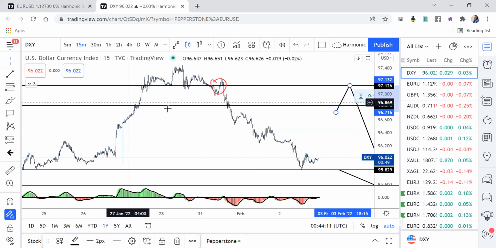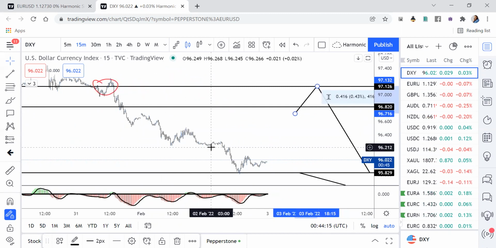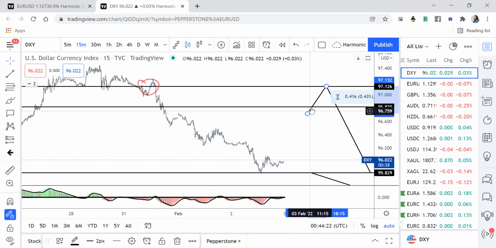So what I'm telling you is that in this case, with the DXY, I will be looking for a sell here at 15-minute structure. So I will let price come up here. Let me see if price will come up here, give us a retest, and then come back down and sell within this zone. That's a 15-minute trade.